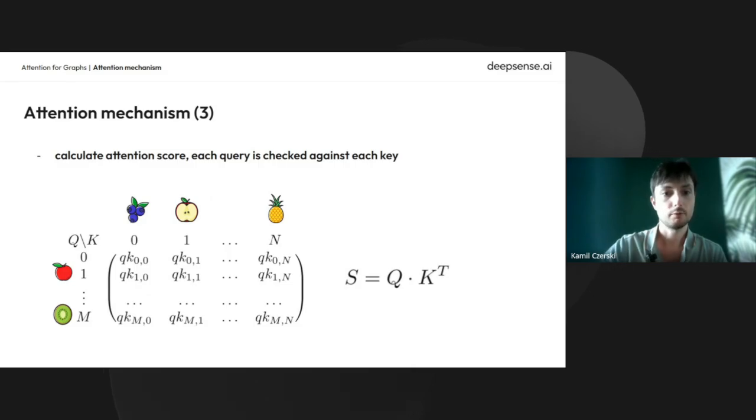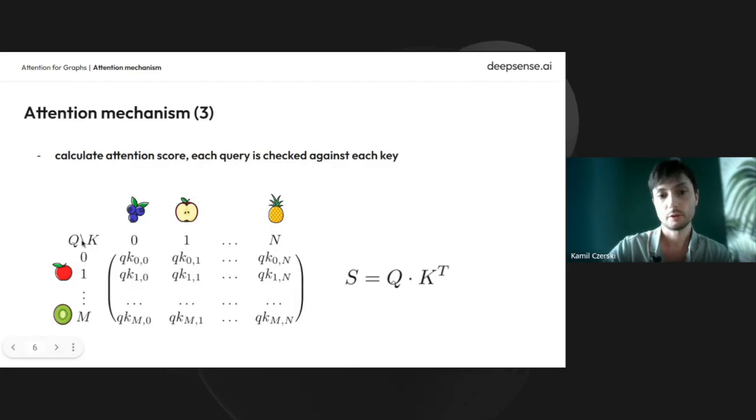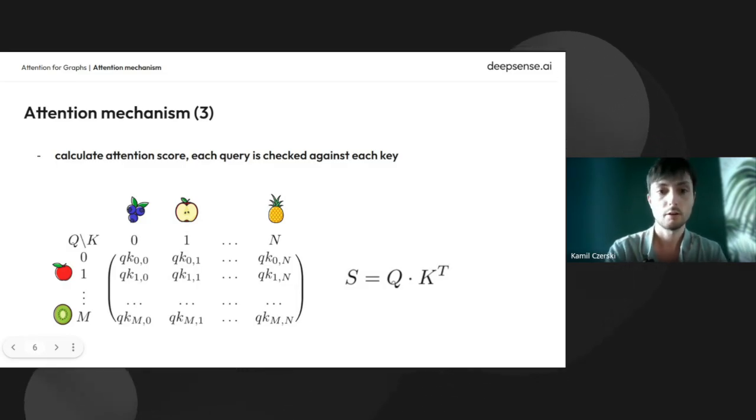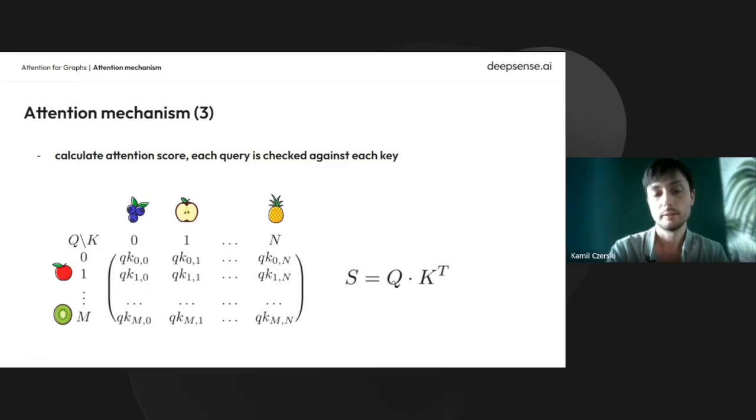So let's look at the keys. We have K from 0, 1 to n, our keys. We have Q, our queries, from 0, 1 to m. Each key and query is a vector of features of the same length, the same number of features. Here I represented them by fruits. Each query is some fruit, each key is some fruit, and if fruits are similar, we expect the score, the dot product between them, to be higher.